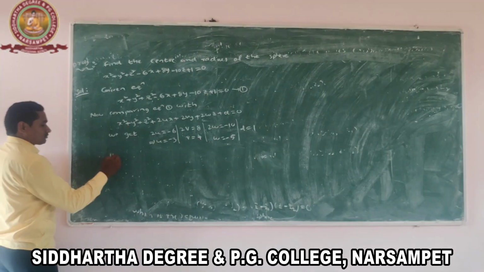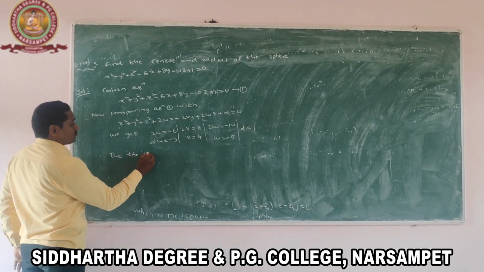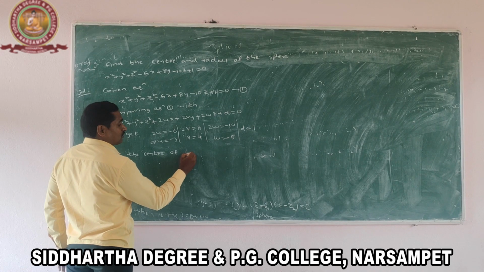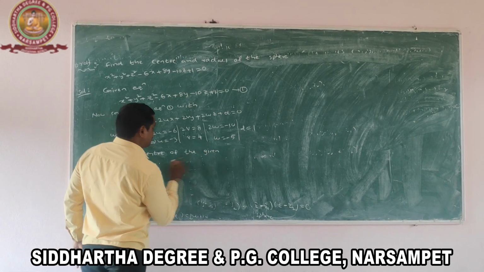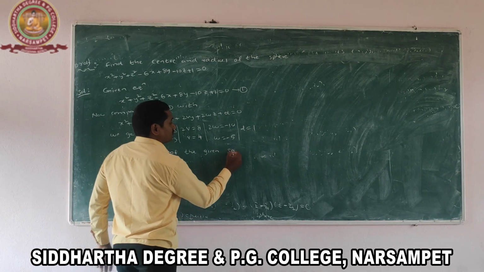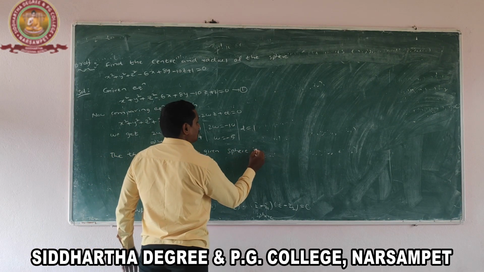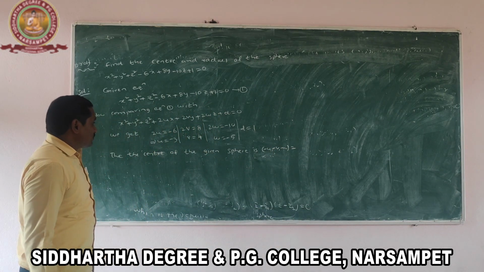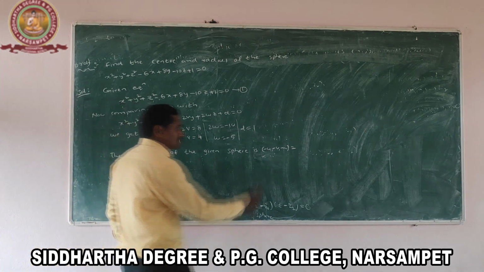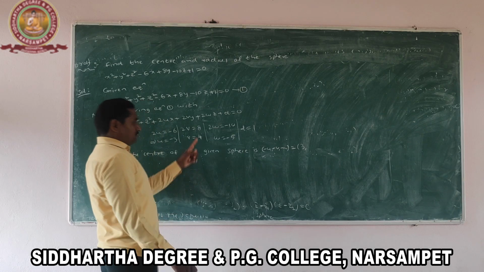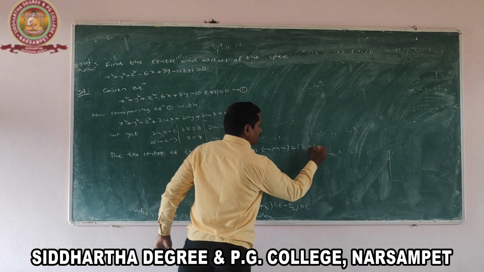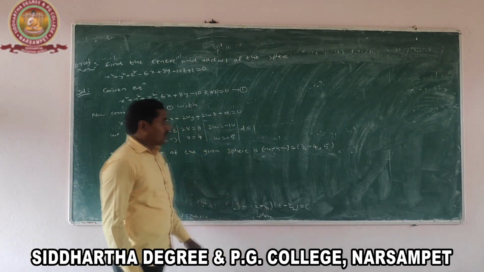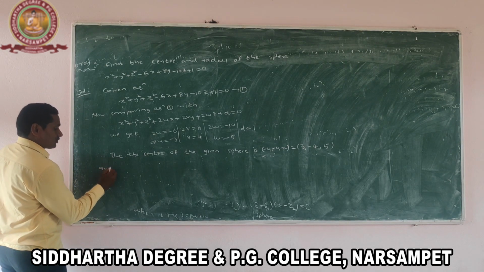So therefore the center of the given sphere is minus u, minus v, minus w. Minus u means minus of minus 3, which becomes plus 3. Minus v means minus 4. Minus of minus 5 becomes plus 5.